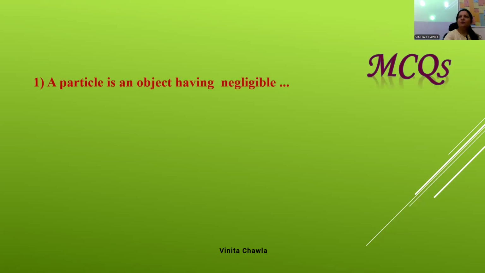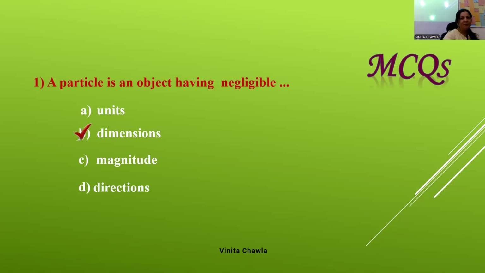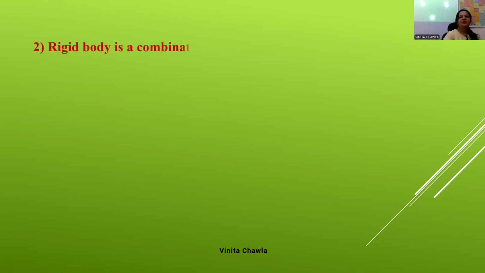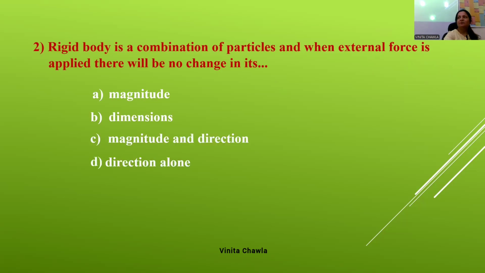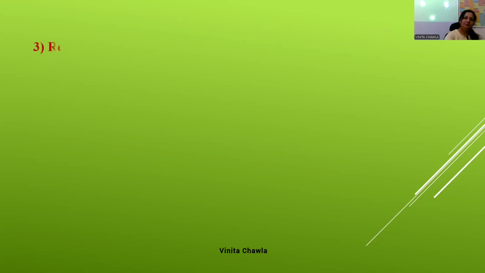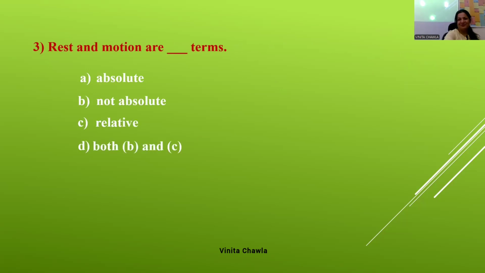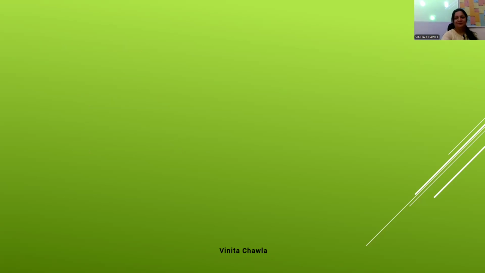A particle is an object having negligible. What is the answer? Dimensions is the correct answer. Next question. Rigid body is a combination of particles. When external force is applied, there will be no change in its. रिजिड बॉडी में पार्टिकल्स होते हैं, अगर हम एक्सटर्नल फोर्स अप्लाई करेंगे तो उसकी डायमेंशंस में चेंज नहीं. Rest and motion are relative terms and not absolute. Rest and motion are not absolute. Yes, both B and C is the correct answer.